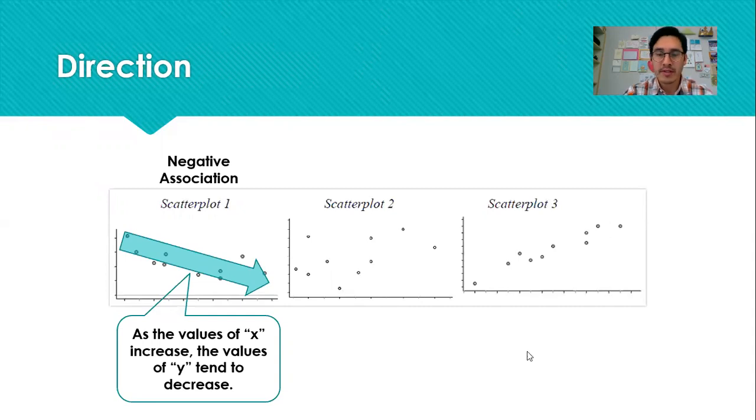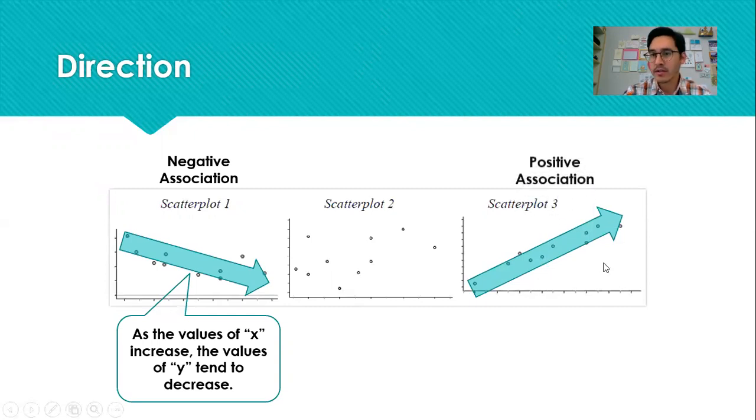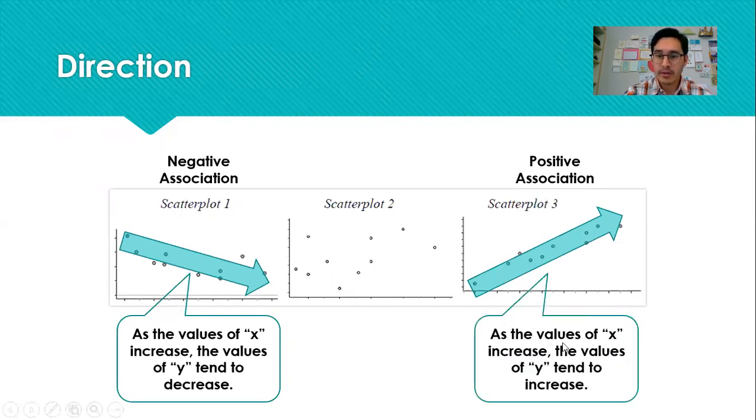The other direction you might see is one that's like an upward trend, right? The points go from the lower left to the upper right. We call this positive association, okay? And the way you would interpret it is, you would say, as the values of x increase, the values of y tend to increase as well. And there may be instances where you don't really see any type of direction, right? And we would say no association here, right? The values of x and y don't seem to be related in a very meaningful way.